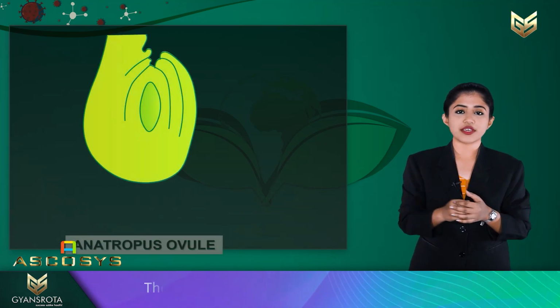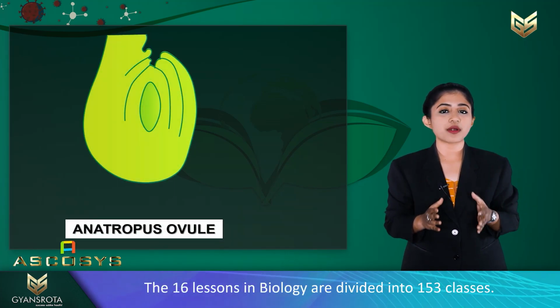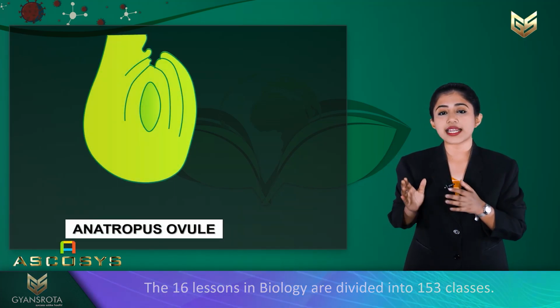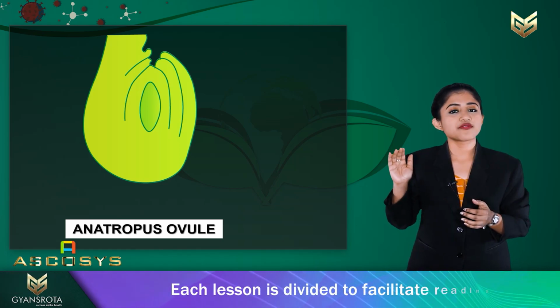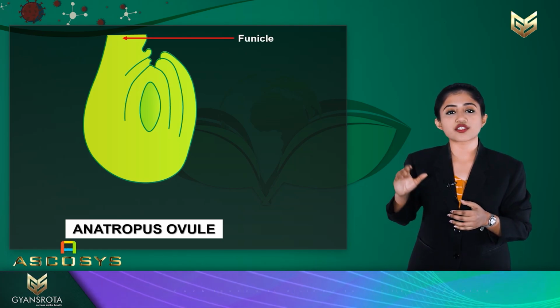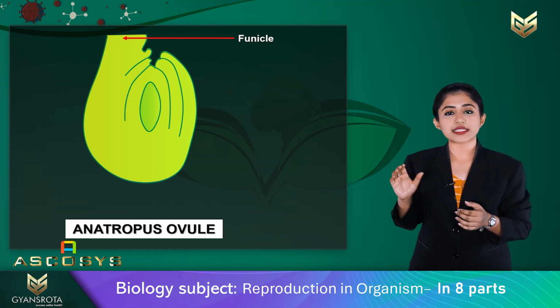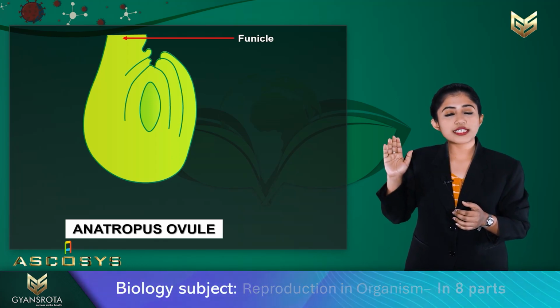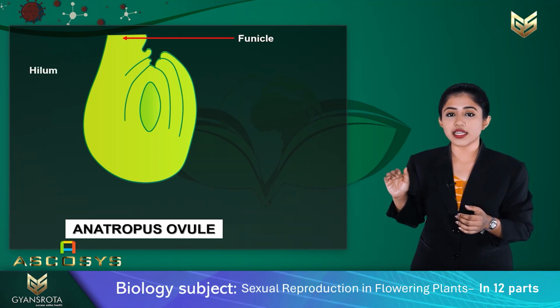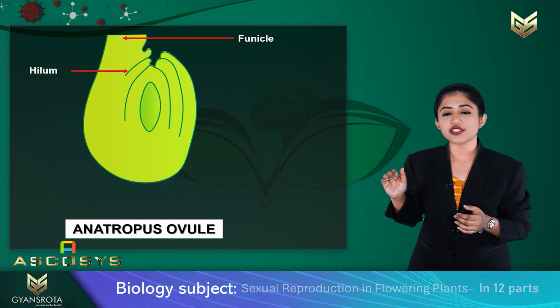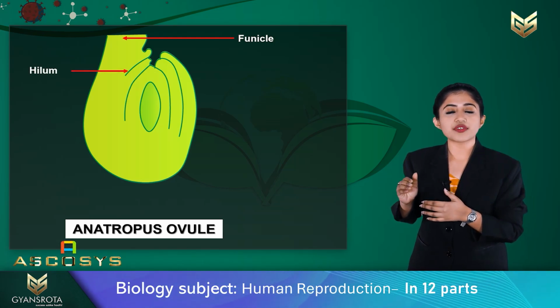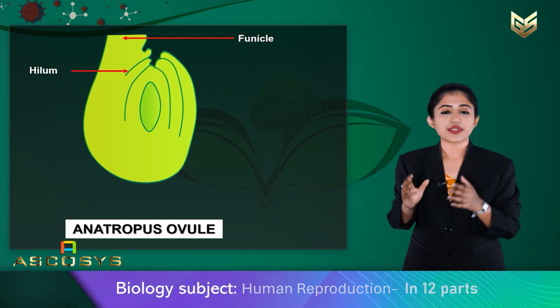If you look at this figure, it is the structure of an angiospermic ovule, and we call it an anatropous ovule. So, what is this funicle? This funicle is a stalk that attaches the ovule to the placenta, right? So, this is the funicle and the next one is the hilum. This hilum is the junction where the body of the ovule attaches with the funicle, right? That is called the hilum.